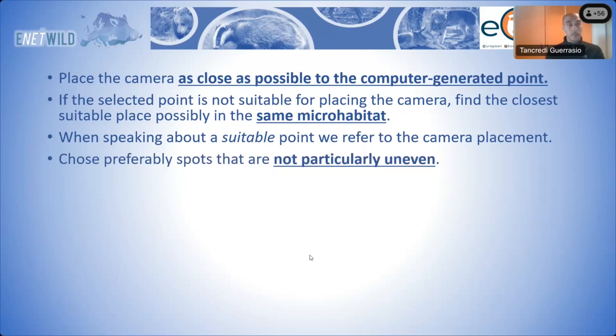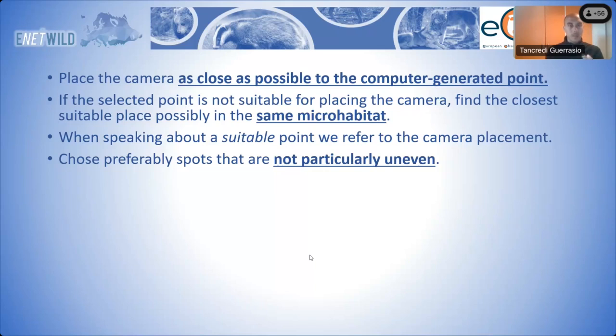So we have to find a suitable spot for the camera placement. That might be related to the presence of a tree where to set it up, or for example, the ground not being particularly uneven, as this would make the implementation of the photogrammetry, which you're going to see next, much more complicated, or extremely steep grounds might be more complicated to set the camera up correctly.